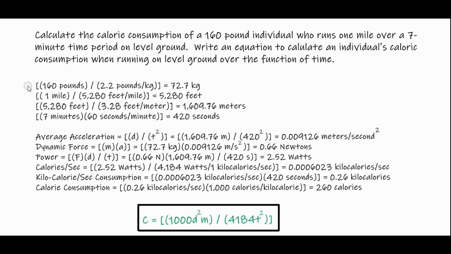We have a 160-pound individual, convert that into kilograms mass, 5,280 feet to a mile, convert that to meters, and then 7 minutes is 420 seconds. Next, we calculate the average acceleration, d divided by t squared, as opposed to the dynamic acceleration, which would of course be 0 if the speed of the runner is constant. Since we're getting an average, it would be a constant regarding dynamic acceleration, but the average acceleration will be a value very close to 0.